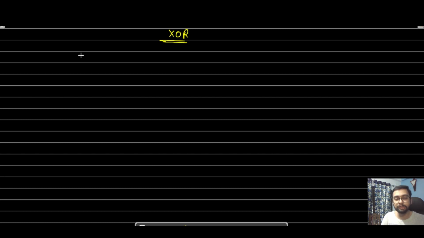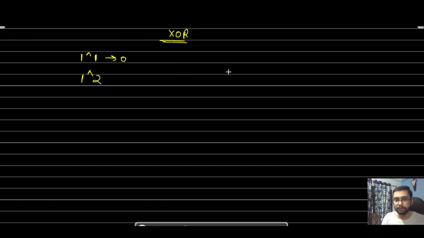First, we'll discuss how XOR works. If we XOR 1 with itself, it will be 0. Any number XORed with the same number will always be equal to 0. But if I say 1 XOR 2, it will be different.